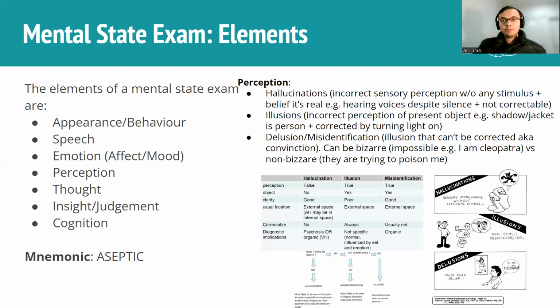Illusions are incorrect perceptions of a present object. So what that means is you actually do have an object, but you're just misinterpreting it in a bit of an incorrect way, but you can usually correct it as well. So it's an illusion in that sense that you can correct it once you discover the trick, right? Kind of like a magic trick.